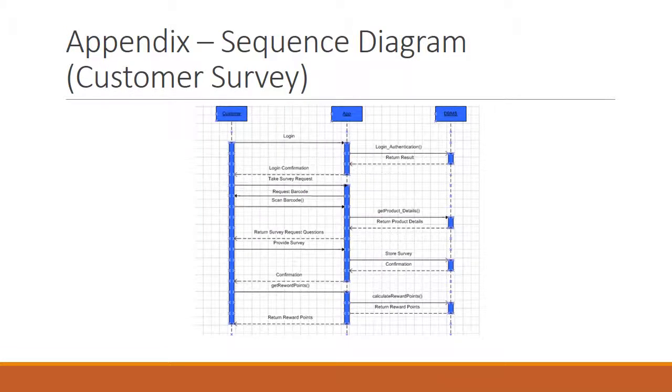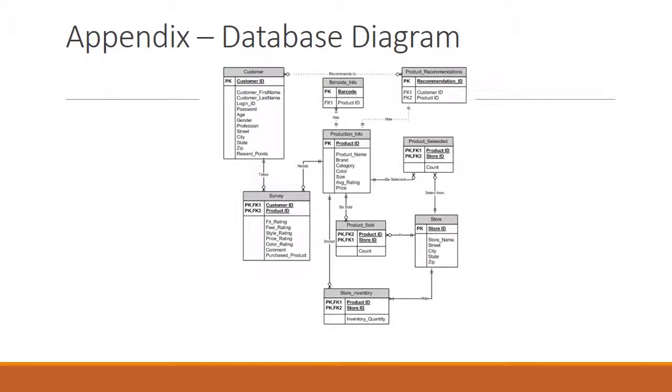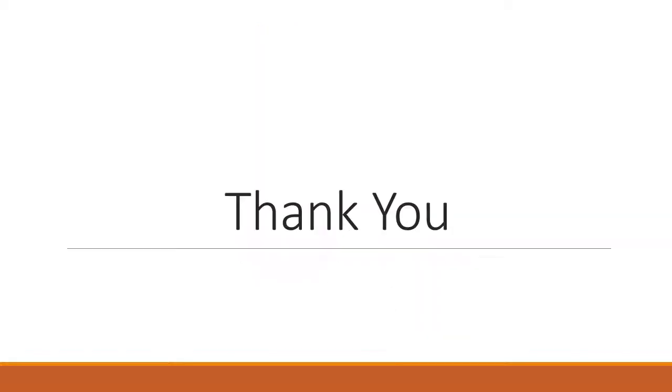And this is a sequence diagram. Actually, in our report, we include multiple sequence diagrams, and this is one of them. This one focuses on the customer survey. In our sequence diagrams, we just focus on the main functions, so each sequence diagram has its own function. And this is the database diagram, and it is divided based on our class diagram. And I would like Kunal to give a conclusion for this project.